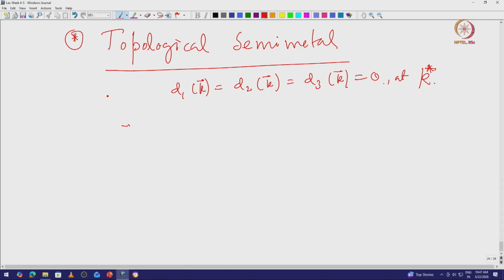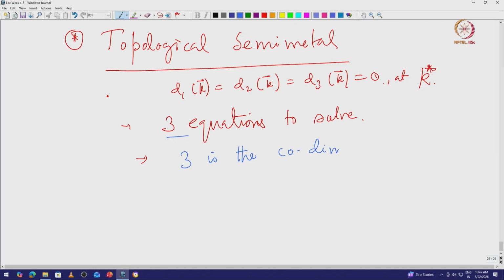So, we have 3 equations to solve. So, it is called codimension. How many equations we are solving to get a degenerate point is called the codimension. So, 3 is the codimension of this problem. Let us call it C being the codimension.